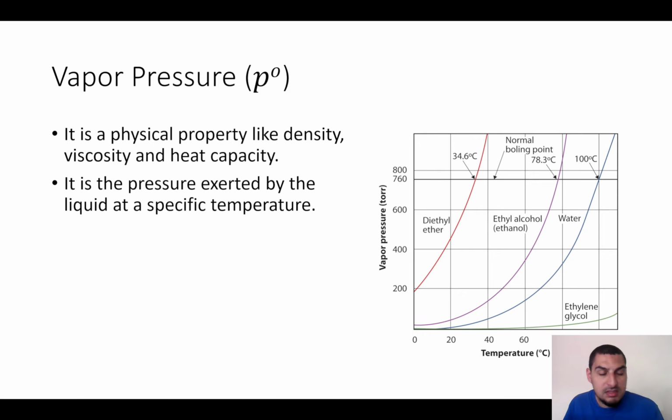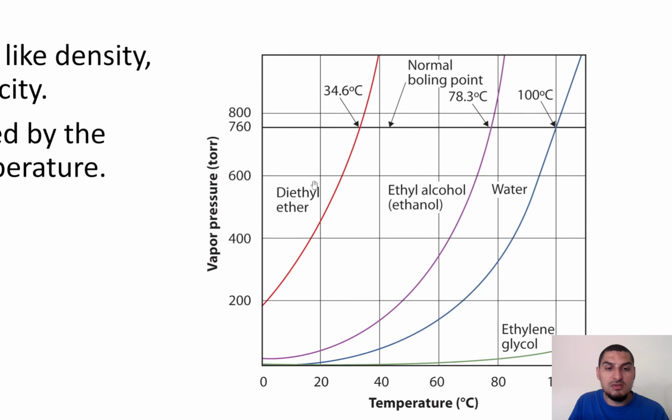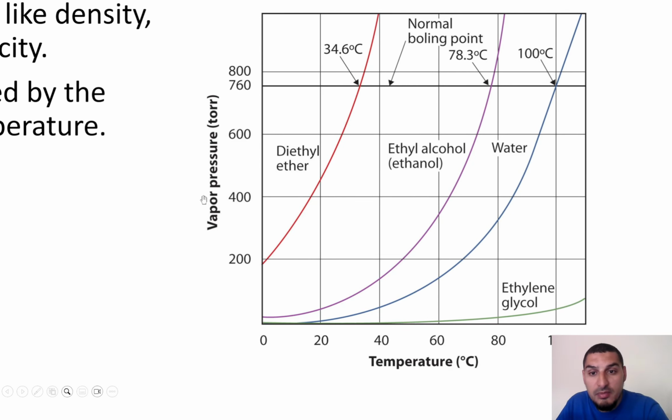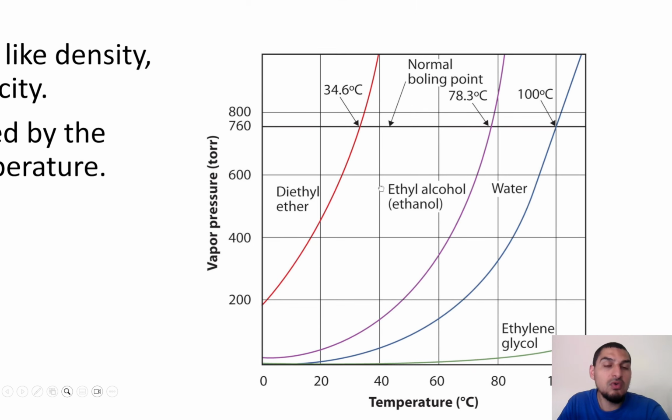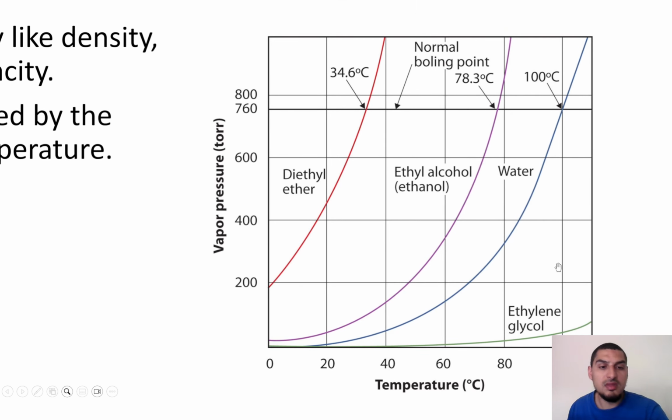What we see here in this graph, this is a very nice graph actually. In this graph we can see the vapor pressure on the y-axis in torrs or in millimeter mercury, and the temperature on the x-axis. The common behavior that we would see for different liquids, we have diethyl ether, ethyl alcohol, water, and ethylene glycol, is that as the temperature increases, the vapor pressure increases for all of them. They increase at different rates, they increase in different ways, but they all increase as the temperature increases.